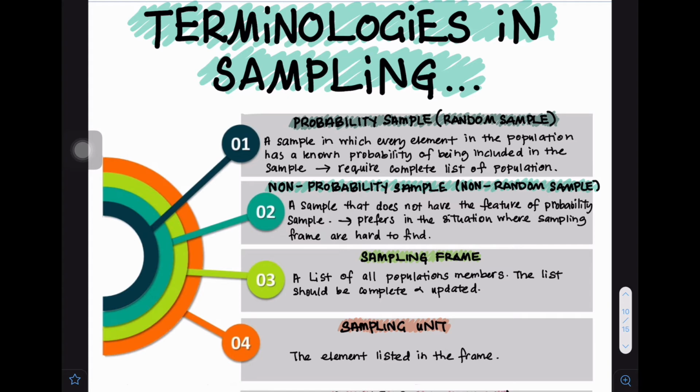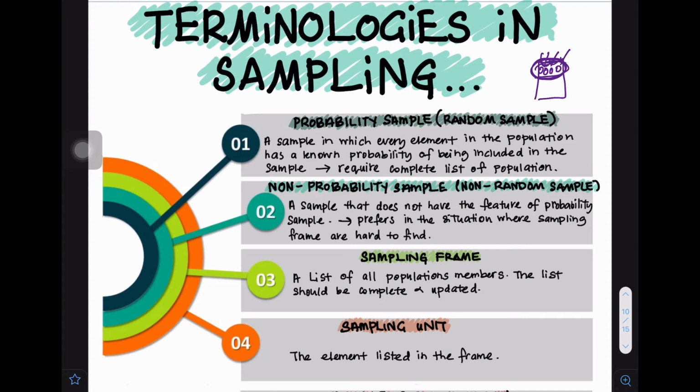So probability sample ni maksudnya kalau kita ada satu population, semua orang dalam population ni ada kebarangkalian untuk dipilih sebagai sampel. Okay, maksudnya kita kena tahu each member yang ada dalam population ni. So every one of them ada probability untuk dipilih sebagai sampel. So that one we call as a probability sample.